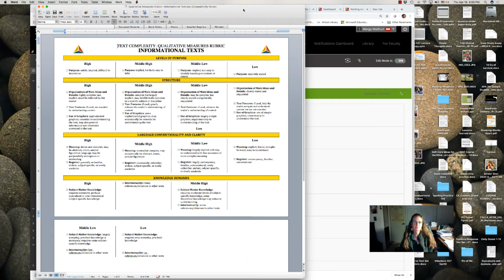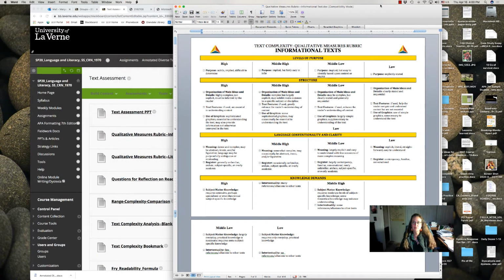I picked out this rubric for informational text. There's also one of these for literary text if you're using a piece of literature, where you're looking at the level of purpose, structure, language, and knowledge demands, and you decide based on these texts. And this could be for any text. This could work for multimedia text as well. High, middle, low, or low. And looking at that overall for that text.